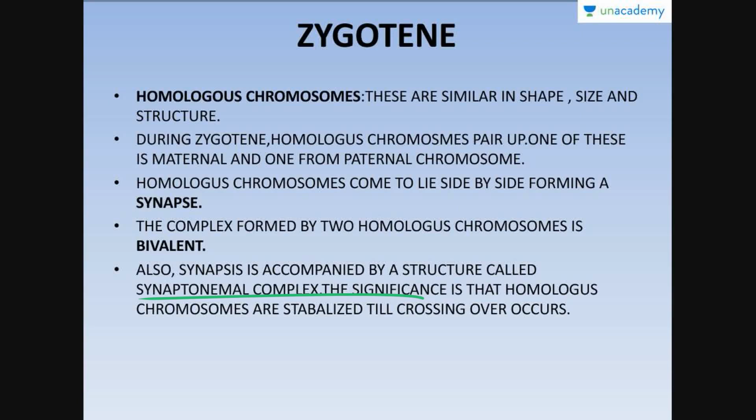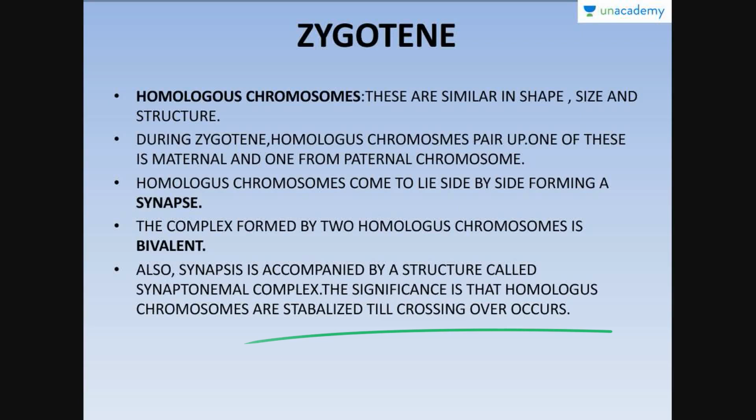This structure is used to stabilize the homologous chromosome till the time of crossing over. We will learn what crossing over is, but for now just consider the synaptonemal complex as a complex structure formed to stabilize the homologous chromosomes, because these homologous chromosomes are paired to each other, they are synapsed to each other.